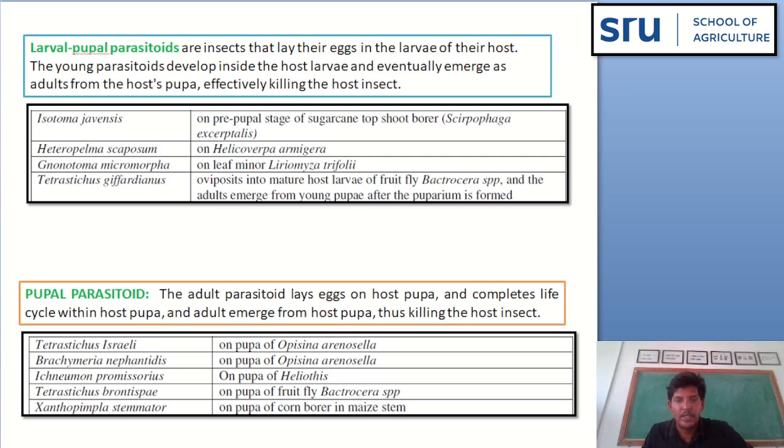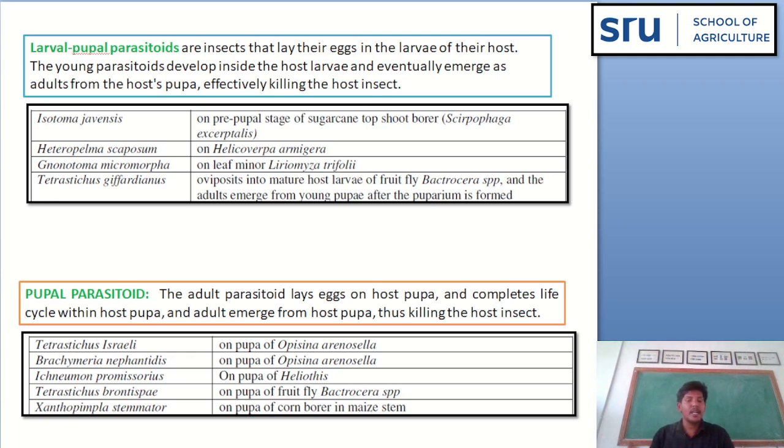host insect. Examples: Isotima javensis, Heteroplemas caposum, Gonotoma micromorpha, Tetrastichus gipardianus.